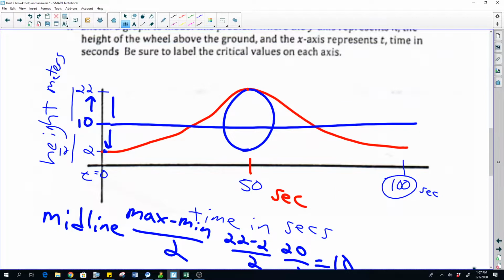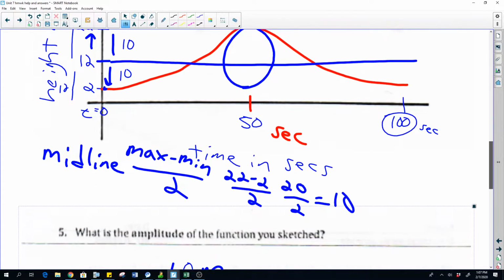So I did make a small mistake when I wrote this down. The midline is actually 12. And so that means the distance from 12 to 22 is 10, which is our amplitude. And then 12 minus 2 is also 10. So our amplitude is 10, and our midline is 12. Let's show you again how we got those, because I don't think we covered it that well in class.